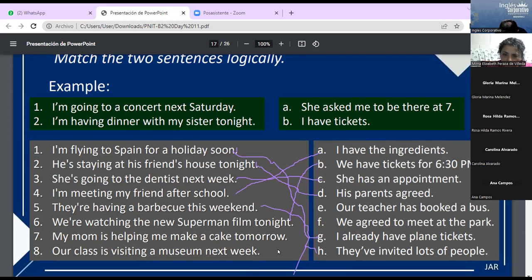Entonces dice que I have los ingredientes. Sería la letra A. Y la 4 es la letra F. No, no, la letra F. Ah, sí. No, es la E porque está hablando de mis amigos en el colegio y habla de bus. No, el bus es la 8, dice que con los de la clase visitaremos el museo, y con el teacher alquilaremos un bus. Entonces sería 8. No, la 8 es la E.